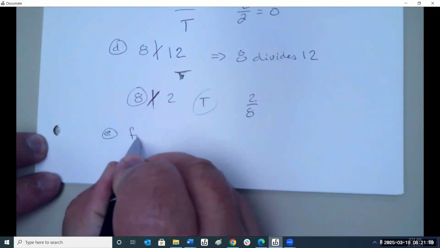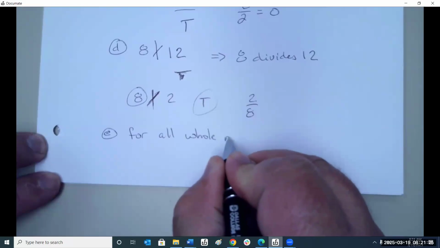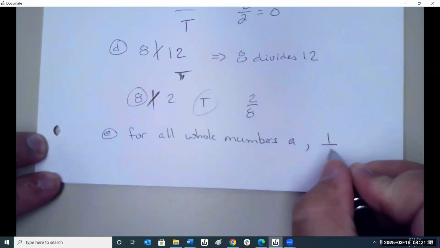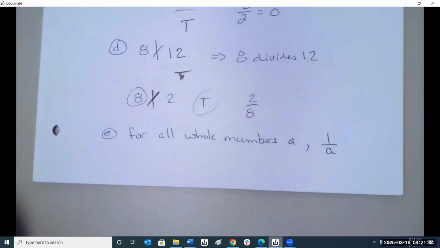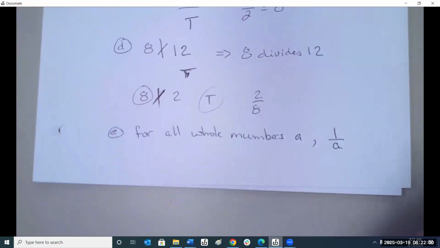For all whole numbers A, 1 over A. Okay, I'm going to ask you why. Why do you say false? Because this was talking about whole numbers, and fractions were not considered. But remember, what is the test? Is it unique?